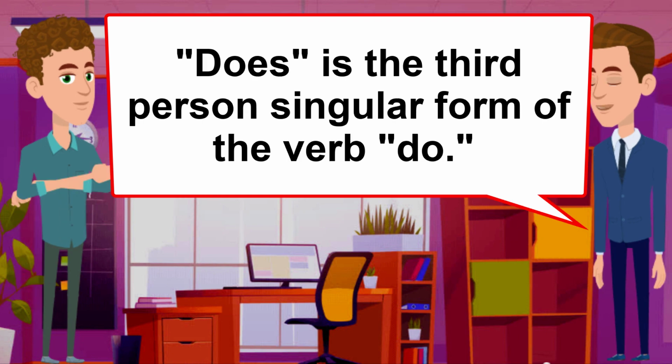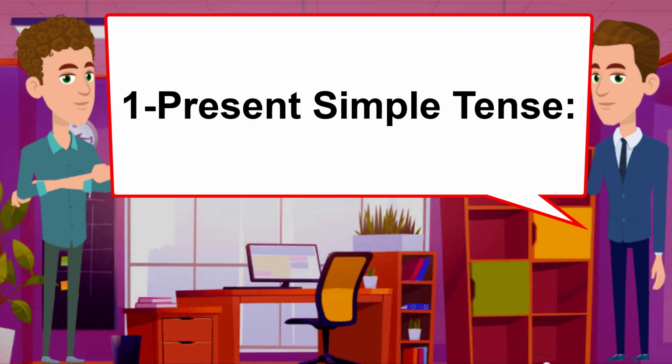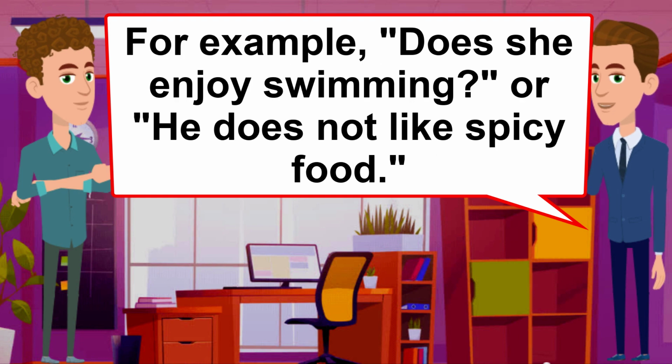Does is the third-person singular form of the verb do. Here are the primary contexts in which it is used. Present simple tense. Does is used when forming questions and negative statements in the present simple tense for singular subjects. For example, does she enjoy swimming, or he does not like spicy food.